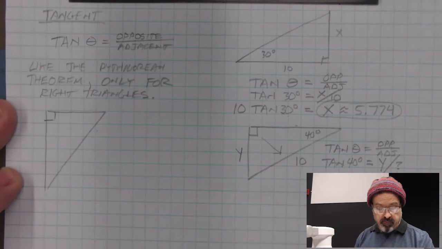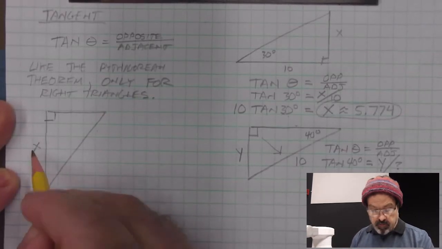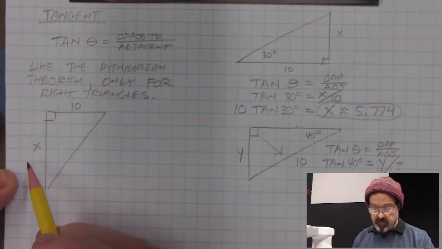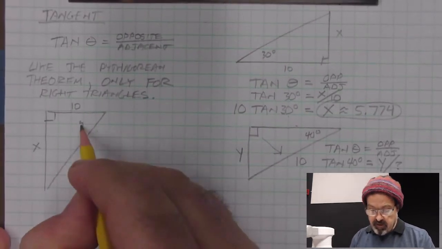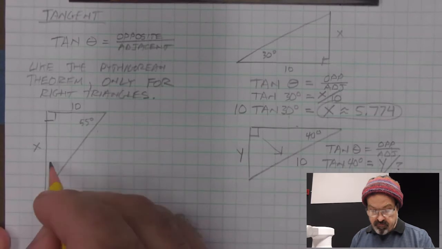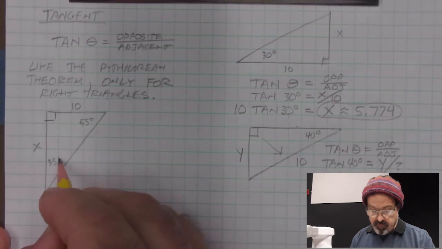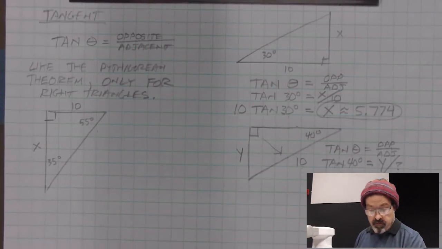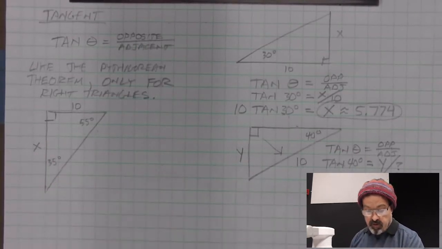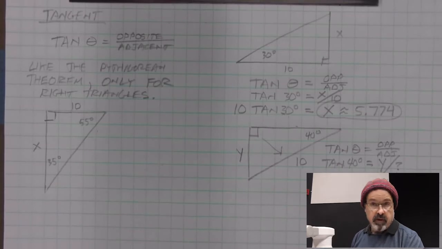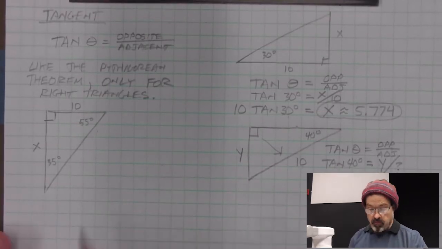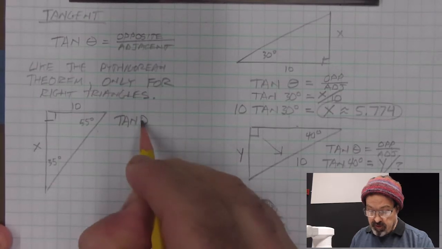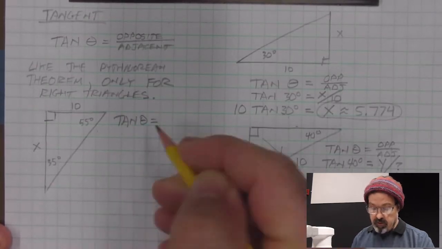Here we have a right triangle. We have a side of x and a side of 10, an angle of 55 degrees and an angle of 35 degrees. Can we use tangent to find the missing leg x in this right triangle? Well, we could try. We start with tangent before using it.